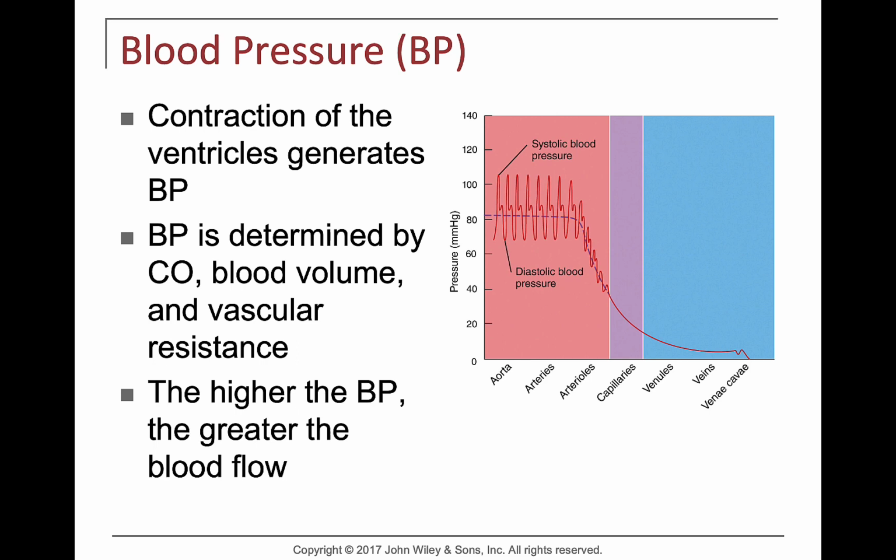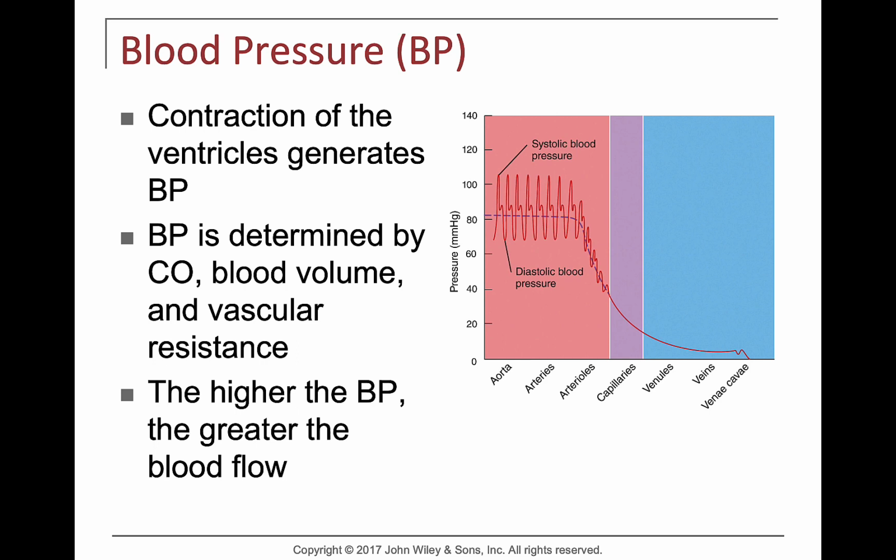in the systemic circuit. There are 3 things that determine blood pressure, and these are very important to remember. CO stands for cardiac output. Cardiac output is the amount of blood ejected from the heart per minute. Blood volume, the amount of water content or the amount of blood in the vessels, and vascular resistance. And resistance is anything that impedes blood flow.